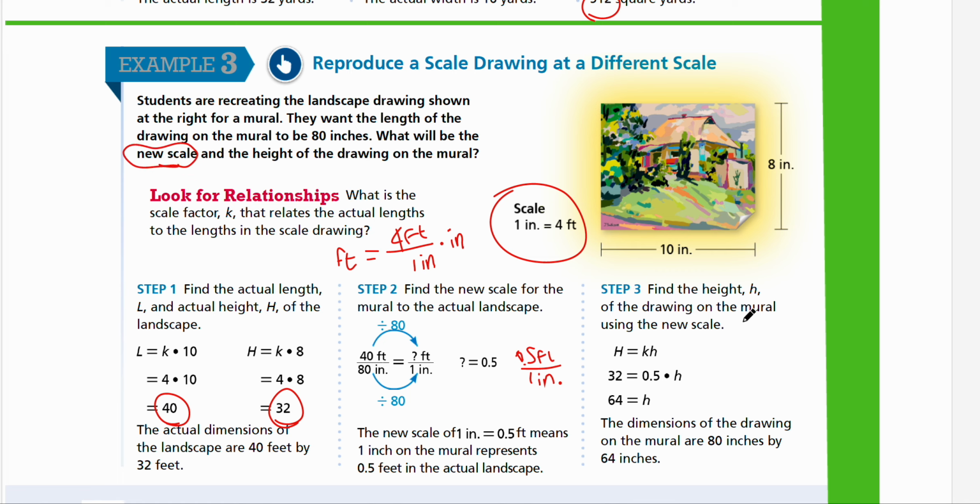So find the height of the drawing on the mural using the new scale. So the actual height is the scale factor times the height, 8, right?